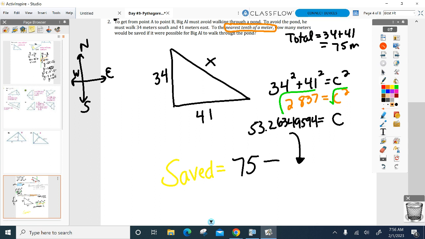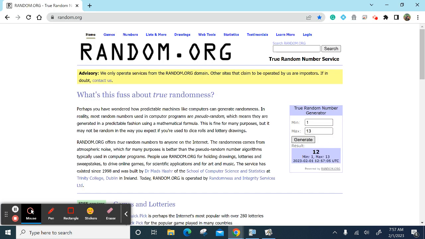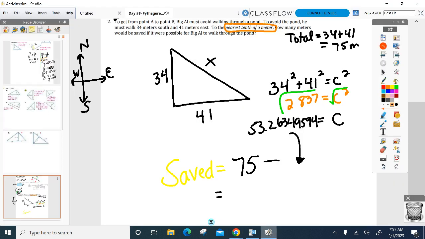Now I round at the end. You don't round anything until the very end of the problem. That's why I keep that 53 and whatever. To the nearest tenth. How much would Big Al save if he could walk on water? 21.7. There you go, 21.7 meters.